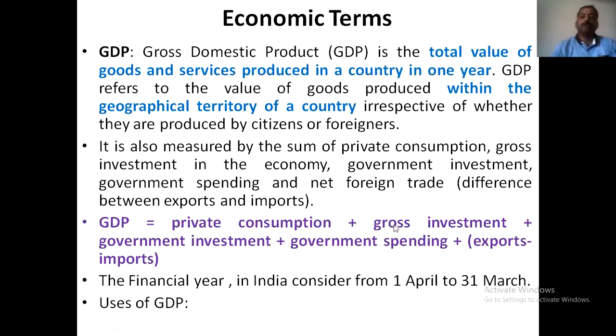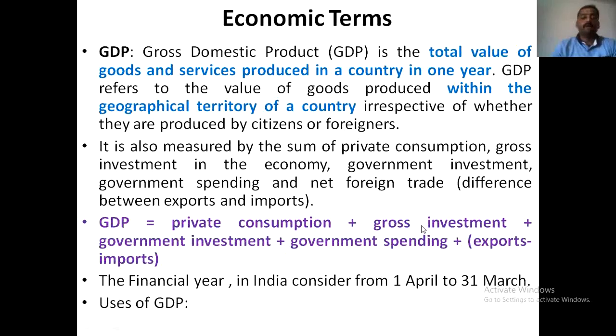Okay. Now gross investment. Gross investment means total investment in a country. Like we can say investment in terms of purchasing a vehicle, investment in terms of purchasing land. We can also say the investment for purchasing a bungalow, house, or any flat.